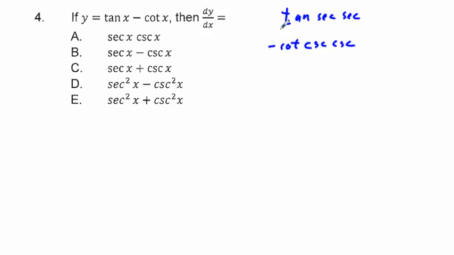So if we're taking the derivative of tangent, we just cross out the tangent, and what do we have left? Secant. If we're trying to take the derivative of cotangent, or in this case negative cotangent, we cross out the cotangent, we have negative cosecant squared. And so what that's going to leave us with is dy dx is going to be equal to secant squared x, and we're going to have negative, negative, which is positive cosecant squared x. So our correct answer to that is E.